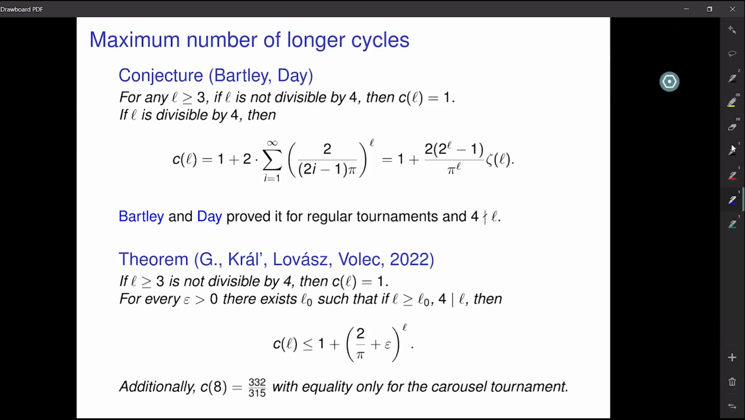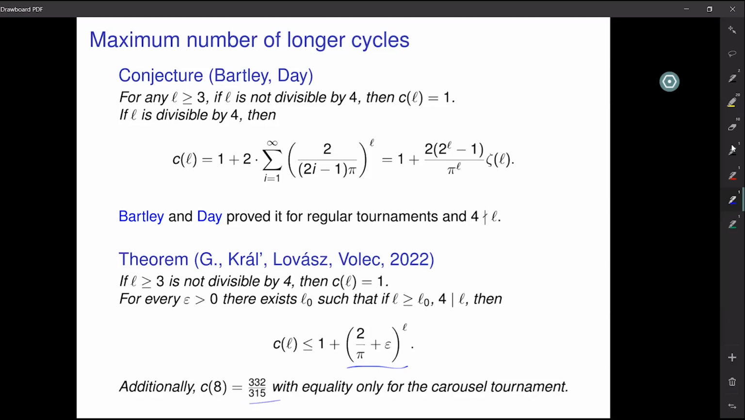So what we are saying is that we strongly believe that the conjecture is true. Really the carousel tournament is maximizing, and we see that you cannot do anything better asymptotically. And for 8-cycles, it matches the construction, the same as for 4-cycles. So we really think that this is the construction that we want to prove.